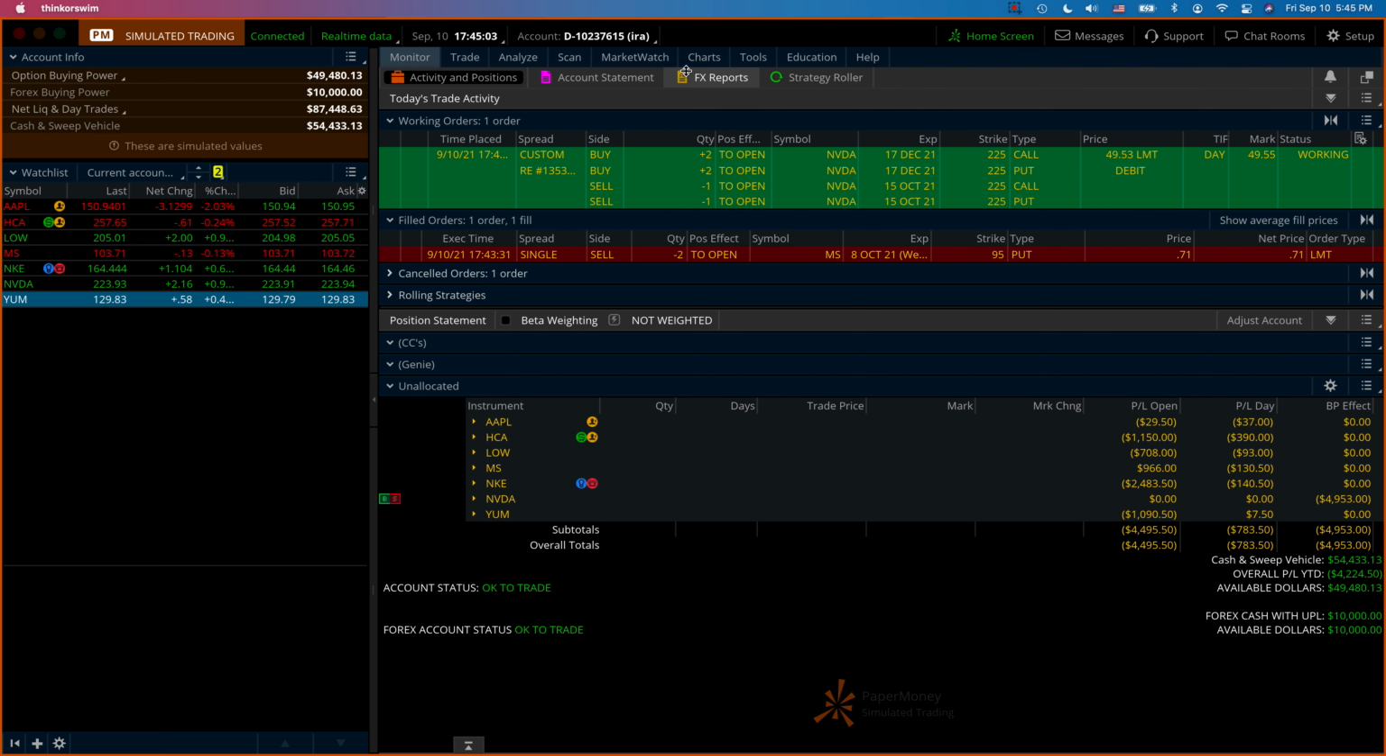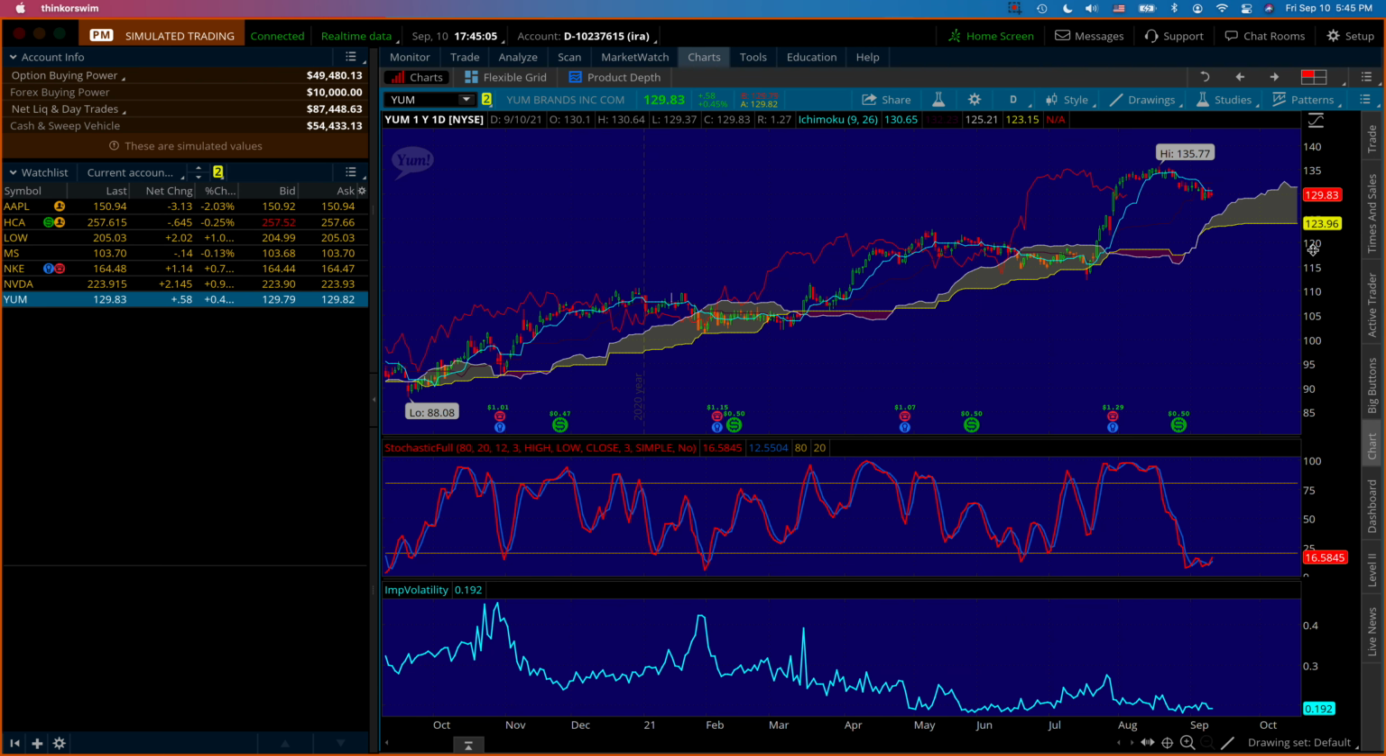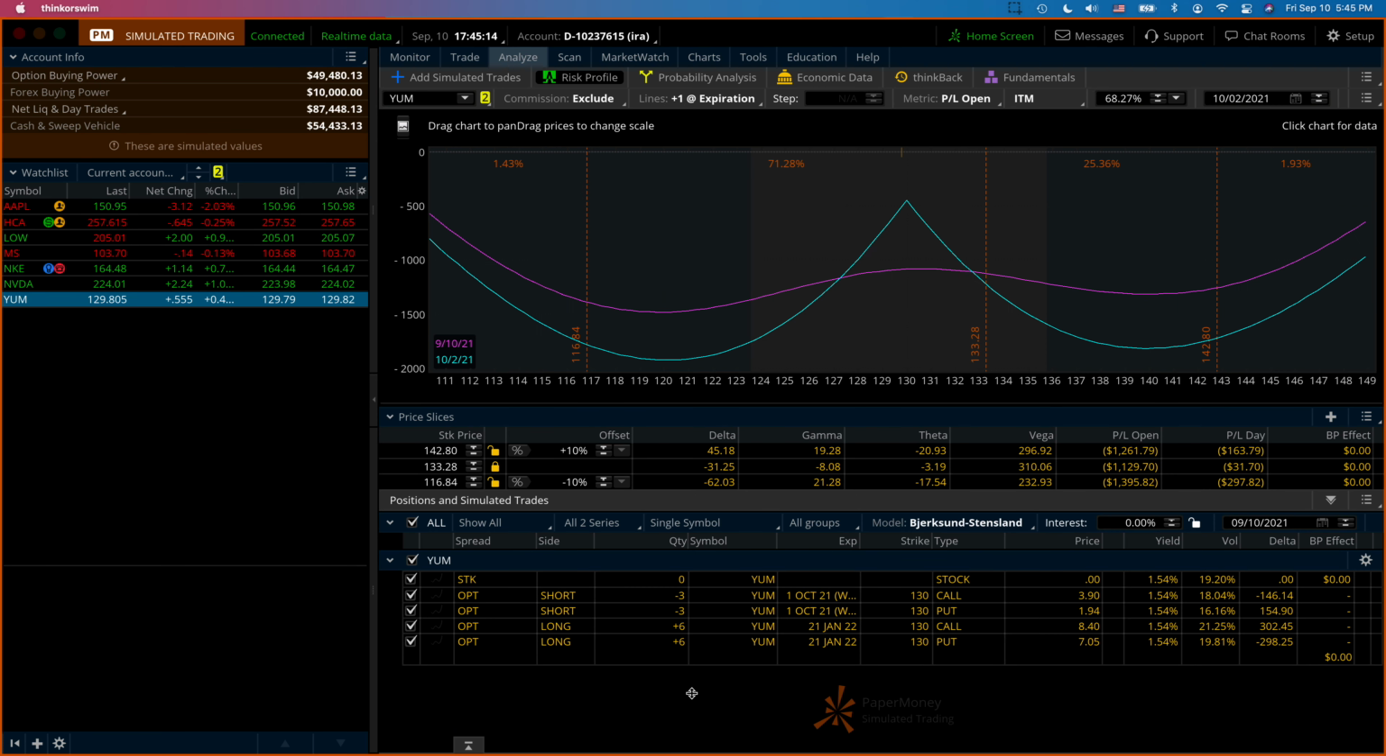Yum. Let's take a look at the chart of Yum. It's perhaps trying to bottom out here. If it does, it might go to a new high. Let's analyze that. October 1st is the next expiration. That looks fine to me. No need to worry about anything. And that's all there is to it.